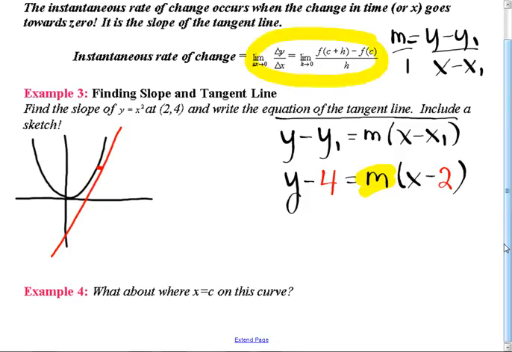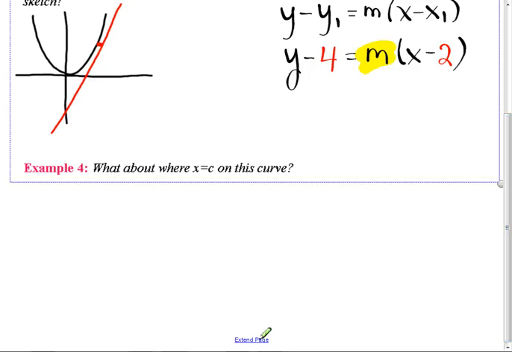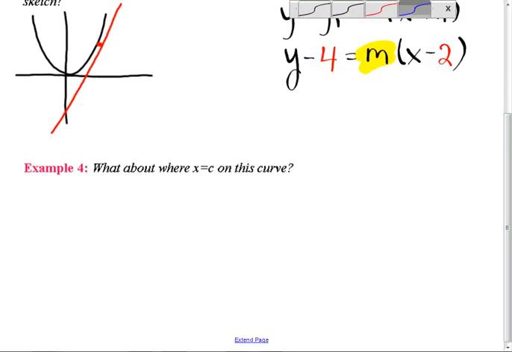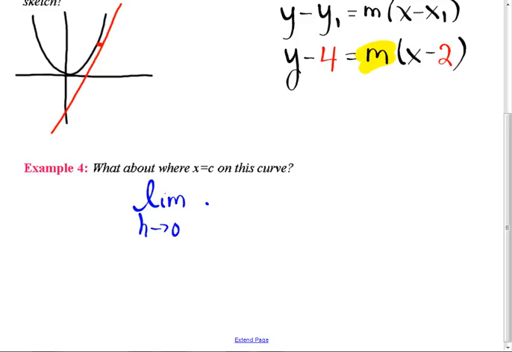Now, I can either do it with c in there, or I can do it with a 2 in there. So let's do it with the 2 in there first. I'm going to have to scroll down here because I don't have enough room. So it's the limit as h goes to 0. I'm going to write the definition right here: f of c plus h minus f of c all over h. That's how you find the slope.